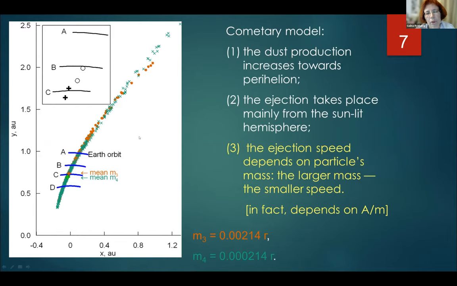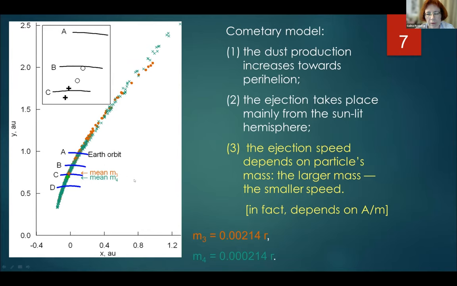A cometary model, which I used, has three essential points. The dust production increases towards perihelion. The ejection takes place mainly from the sunlit hemisphere of the nucleus. And the third point, and the main one for today's talk, is that ejection speed depends on particle mass. The larger the mass, the smaller the speed.